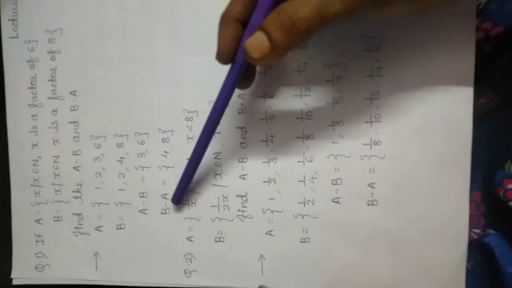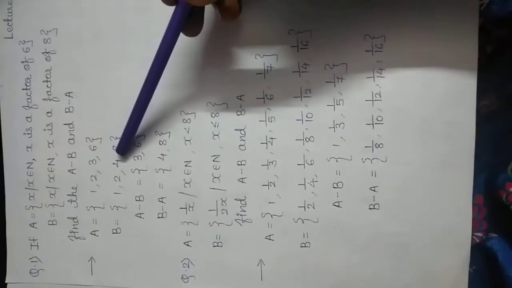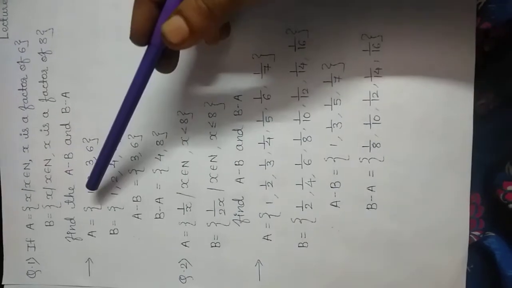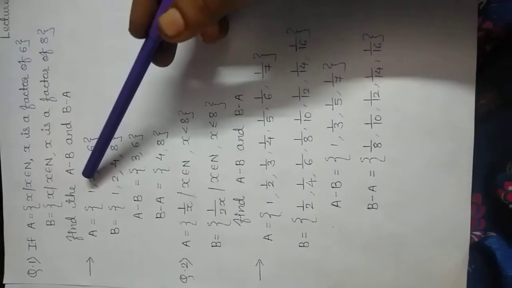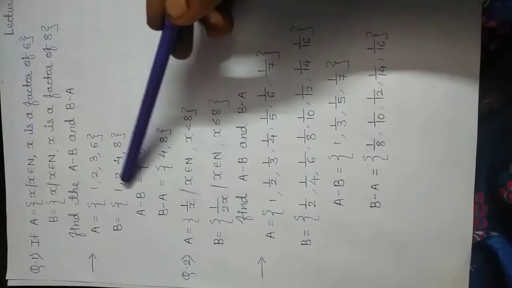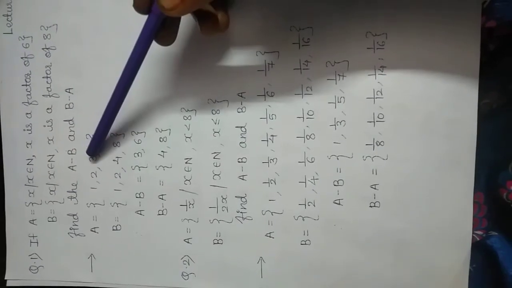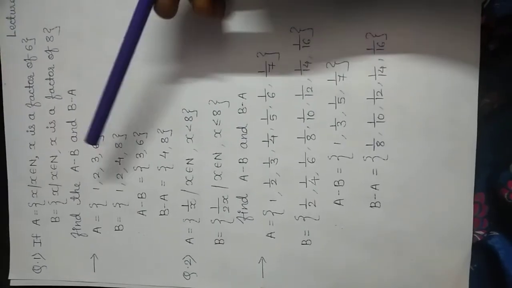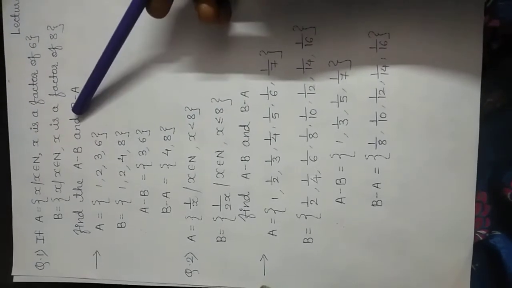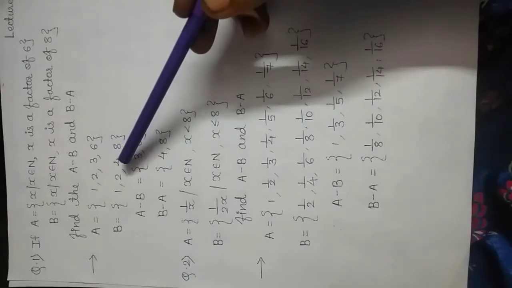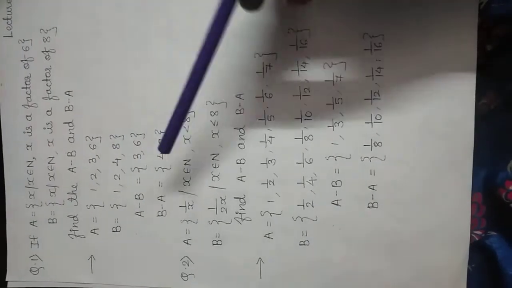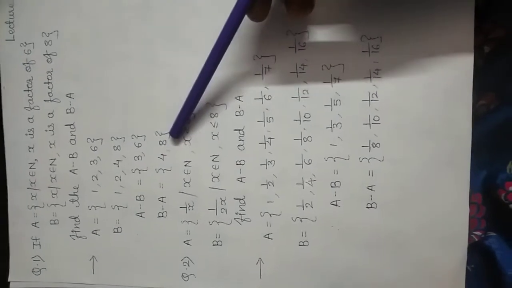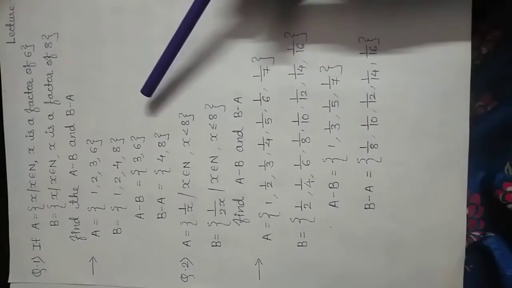Similarly, while finding B minus A, from set B, we are going to remove all the elements of set A. So we will remove 1 from B, then 2 is present in A, so remove 2 from B, then 3 is not present in B, so forget about 3. Similarly, 6 is not present in B, so forget about 6. So the remaining elements are 4 and 8. Therefore, B minus A is equal to the set containing elements 4, 8. So this is our answer.